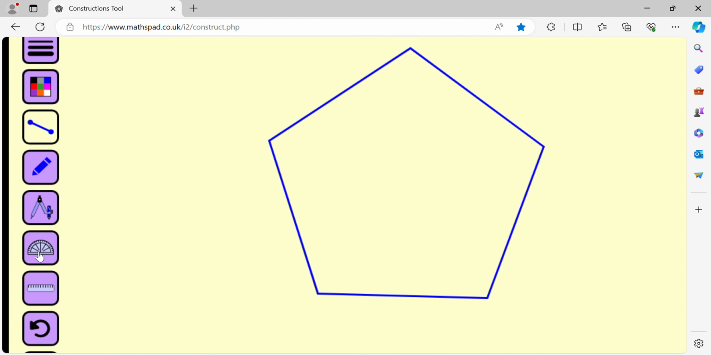So we have drawn our regular pentagon by just drawing a number of angles that measure 108 degrees using a protractor only.